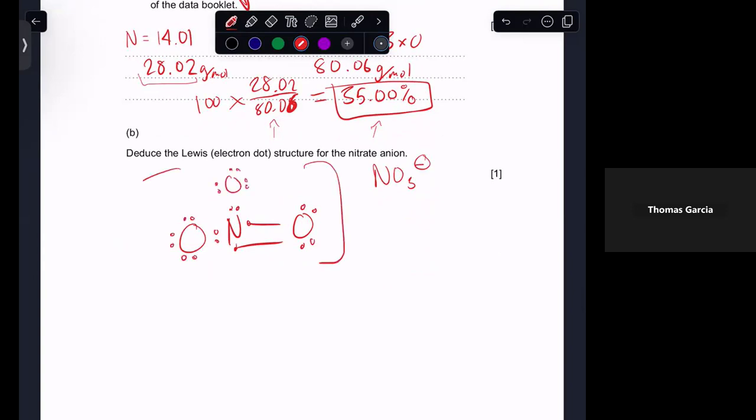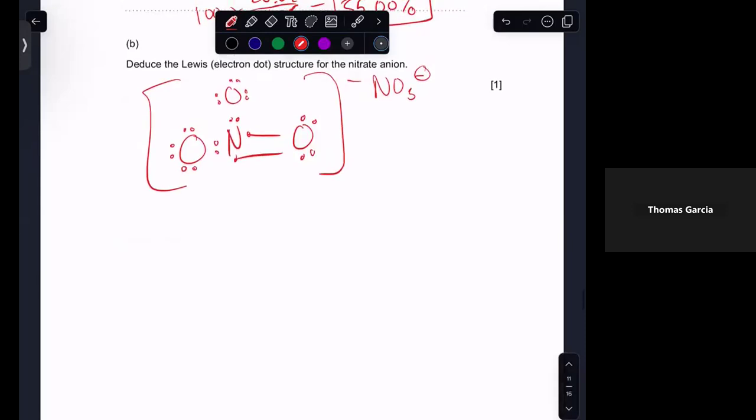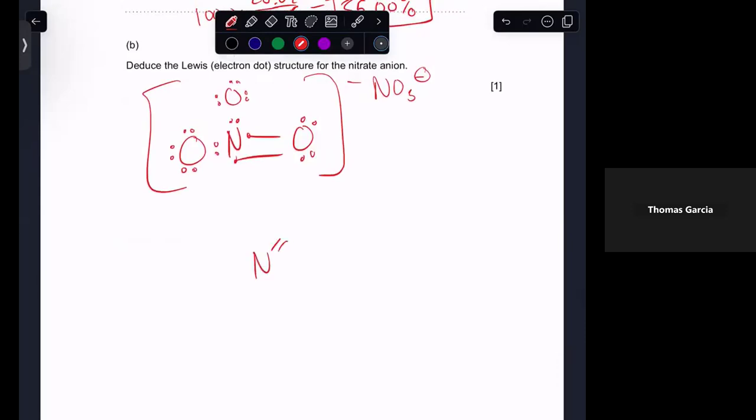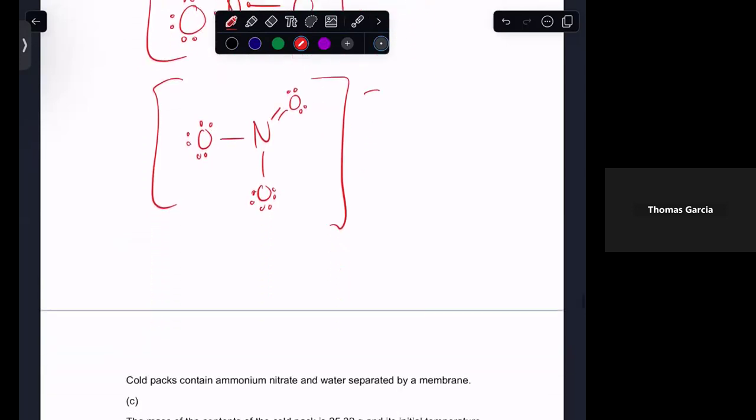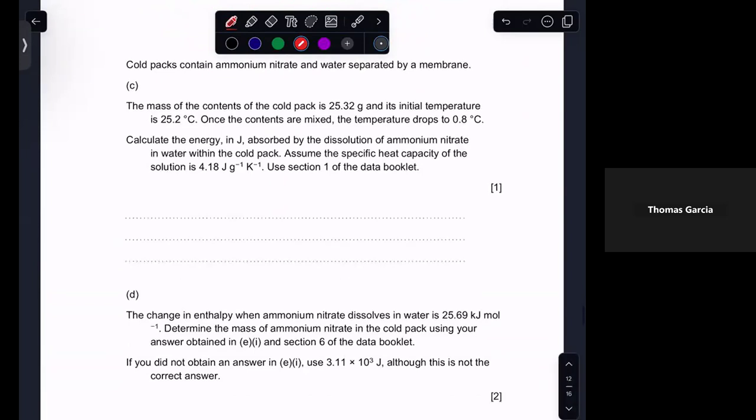This whole thing has a negative charge, and I will in fact redraw it using proper angles as well as proper diagram notation. 1, 2, 3, 4, 5, 6. 1, 2, 3, 4, 5, 6. 4, 5, 6, 7, 8. Perfect. Yes, everything fulfills the octet rule. All the oxygens are happy, and nitrogen has a full octet, and we have a negative charge. Moving on.